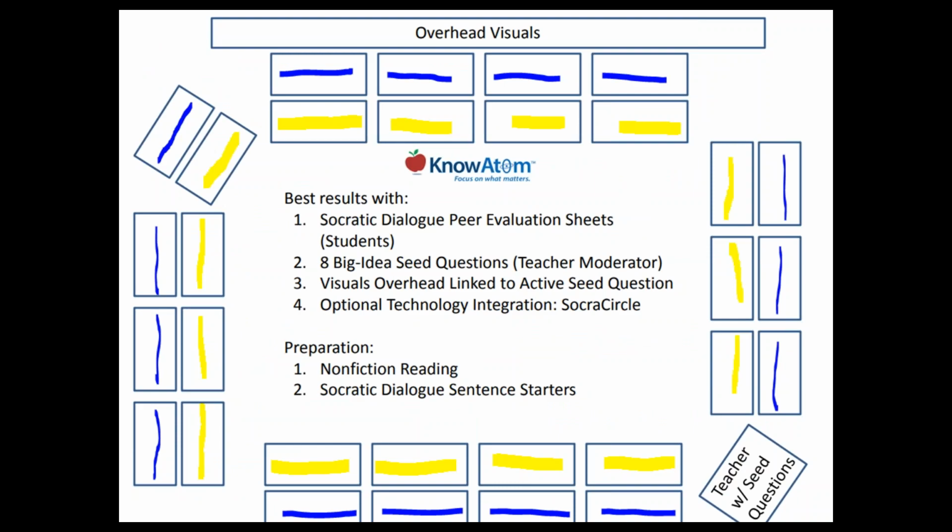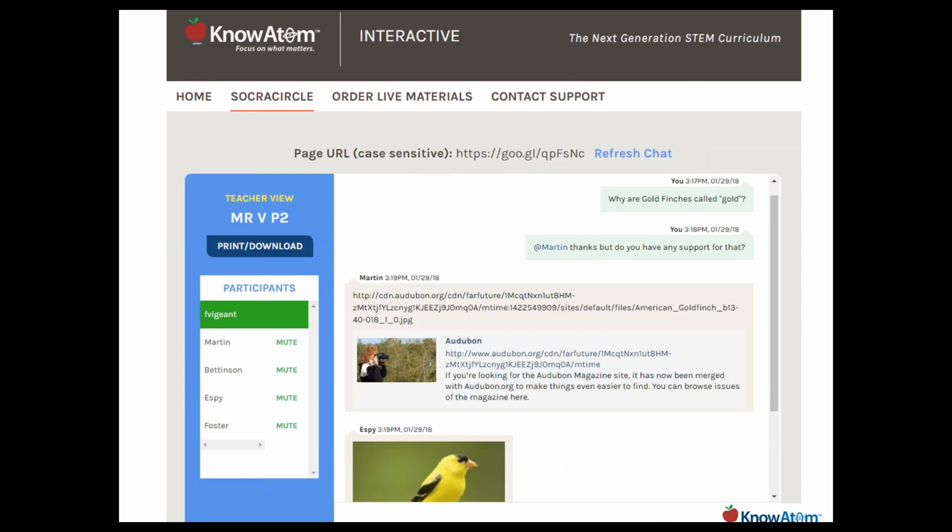But what's really unique about how we do things through KnowAtom, so if you're a KnowAtom user, you have a chance to use SocraCircle, which is a proprietary tool that we developed, which acts like a group chat. And here is an example, a screenshot from our platform. What happens is the teacher, when they're logged in, can go to SocraCircle. They click to create a Socratic circle, and so they can name it, and so on.